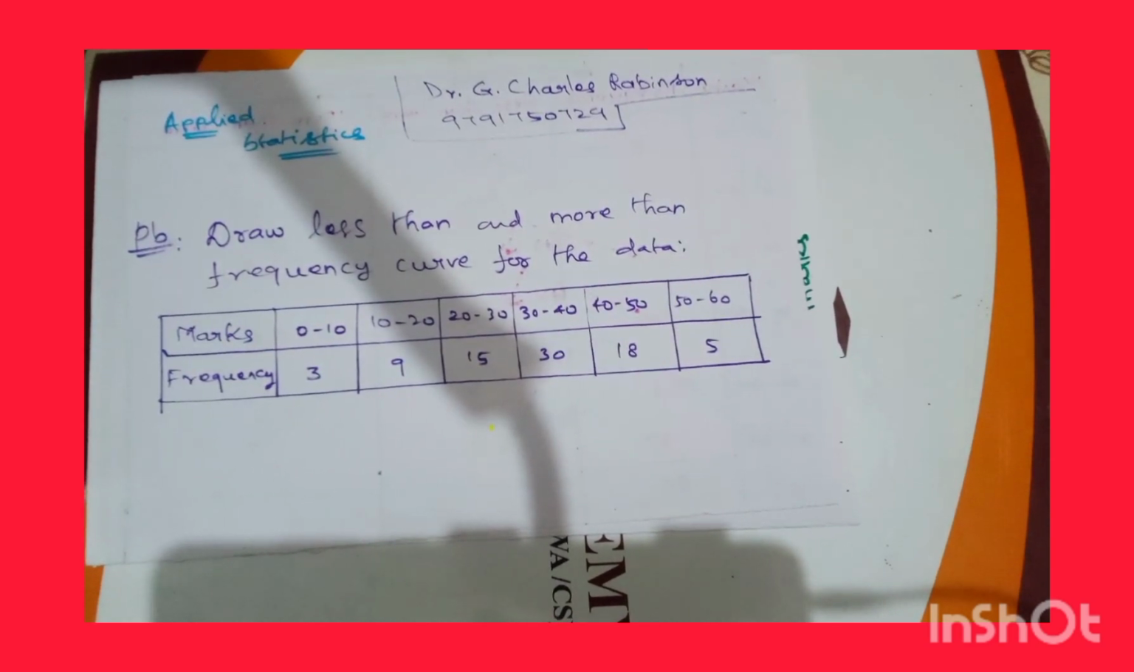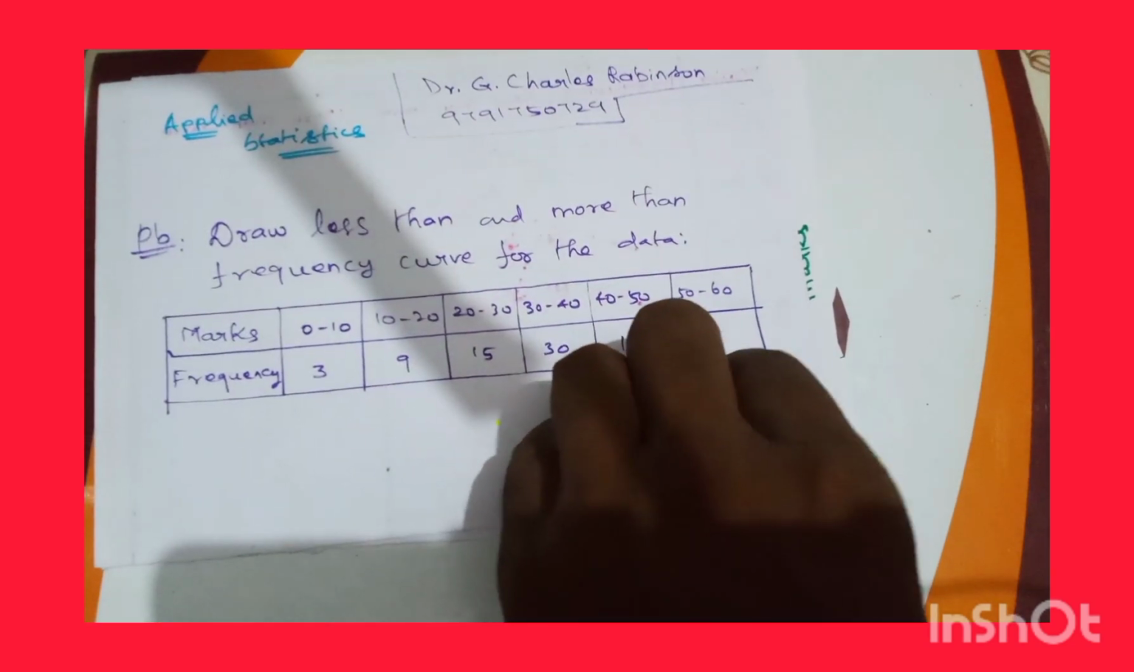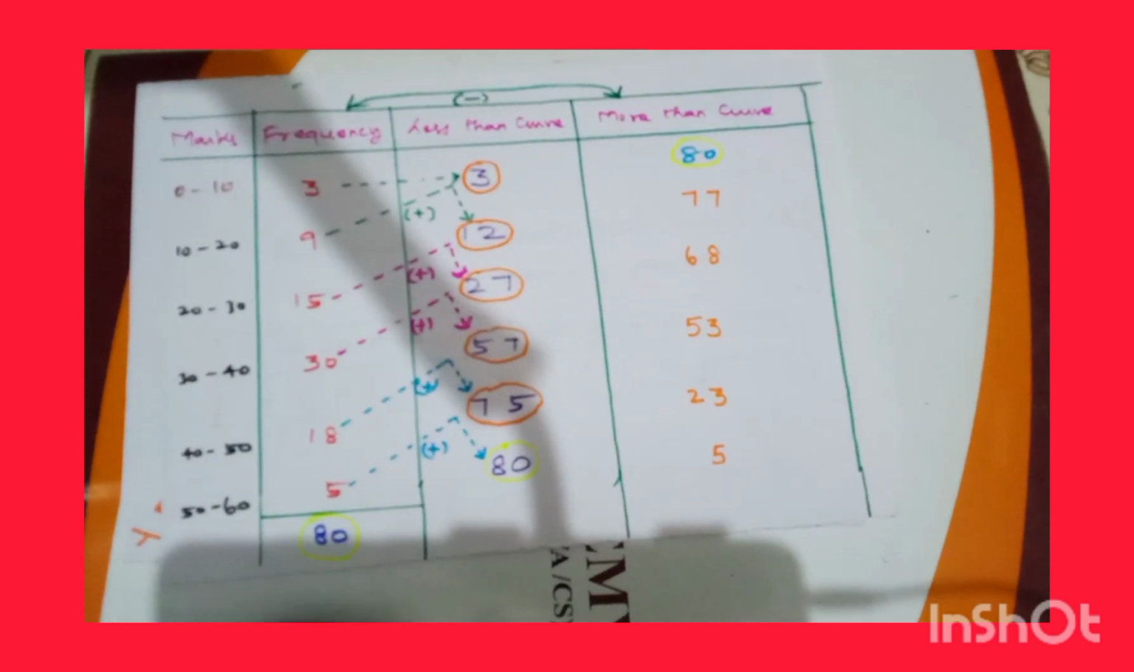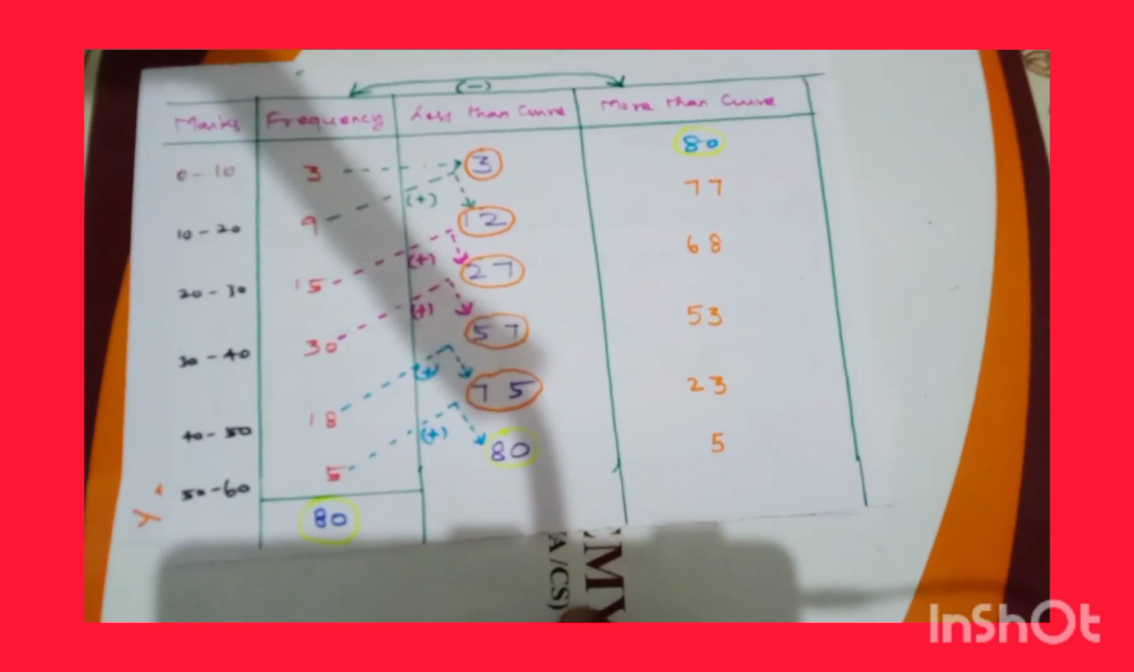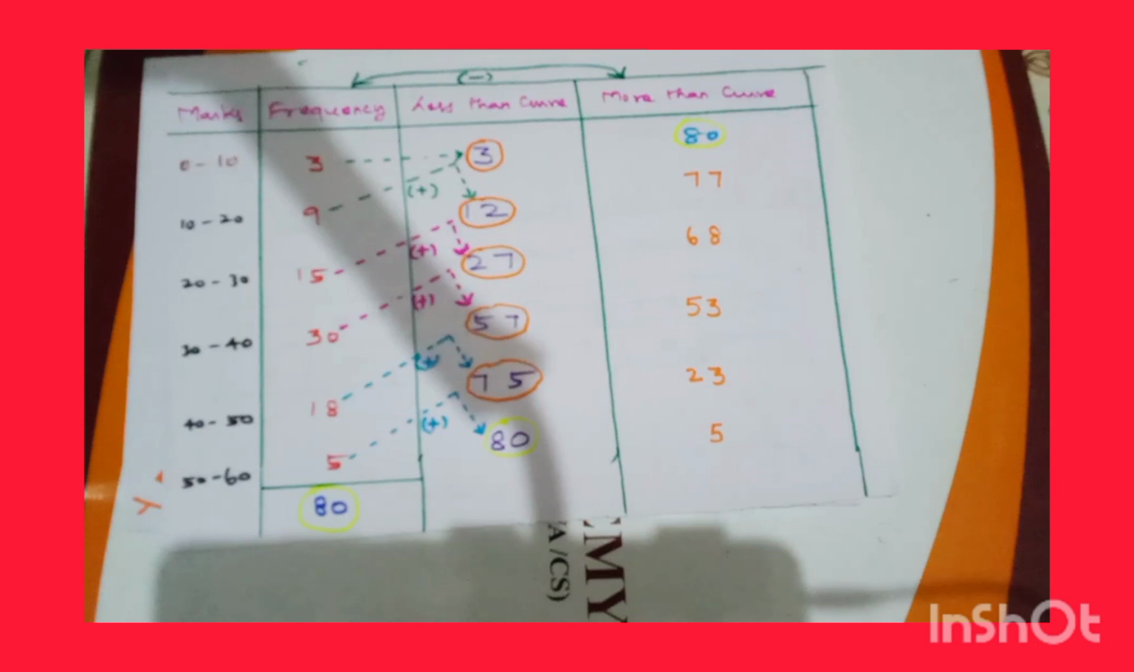So this is the problem, a very easy problem, my dear students. Easily solve this problem. Then I'm going to find the less than and more than curve for the given data. So this is a suitable table for the calculation. First write the marks and then the frequencies, already given in the problem. So don't change anything, write as it is. And then find the total of the frequency, that is 80.